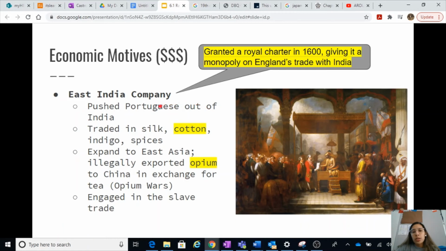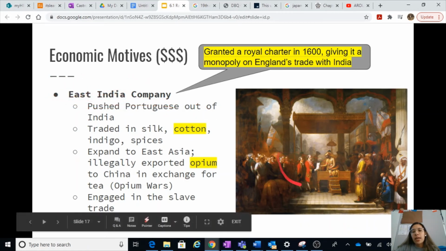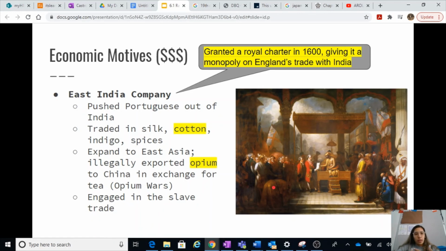So the British start out in India through the East India Company, and then the British government is going to get control of the East India Company, and that's how India becomes a colony of Great Britain.